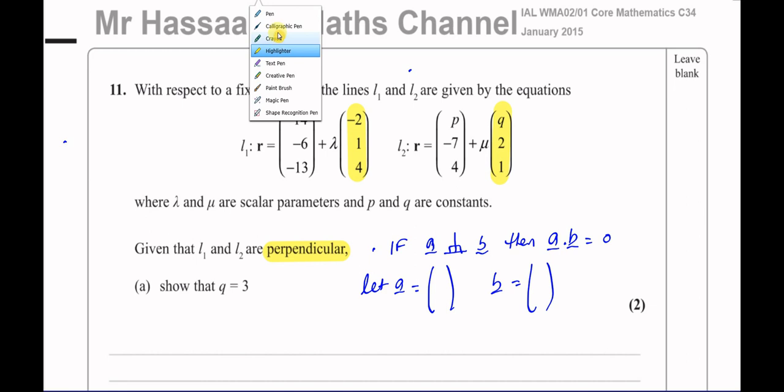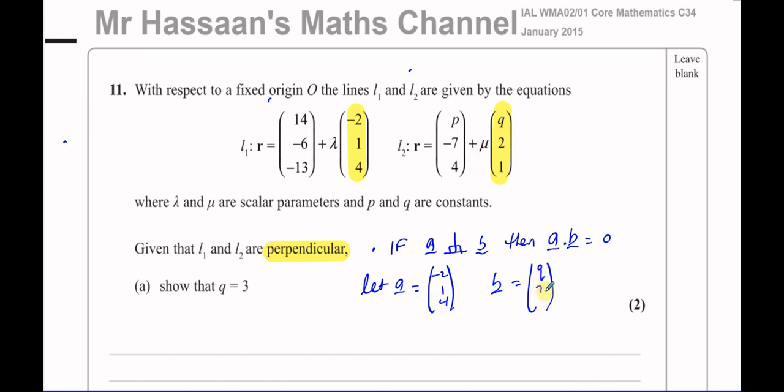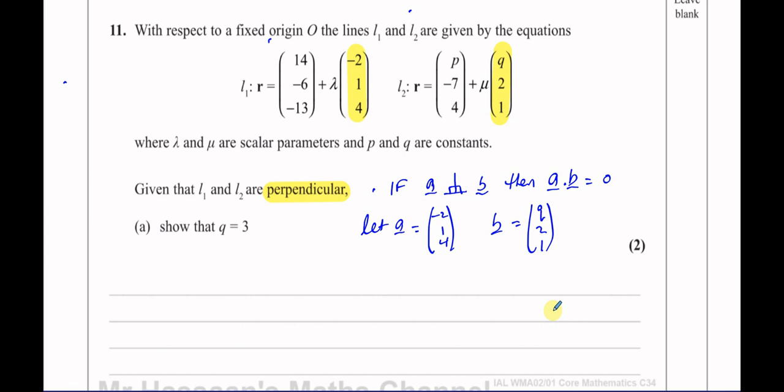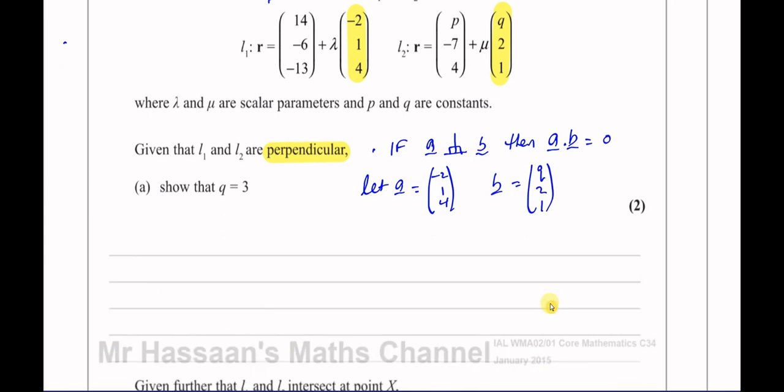So I know that the dot product of these two vectors has to equal 0. So A is the vector -2, 1, 4, and B in my work here is Q, 2, and 1. So I'm going to find the dot product of those two vectors, and then it should be 0. So -2, 1, 4 dot product with Q, 2, 1. We know that it has to equal 0.